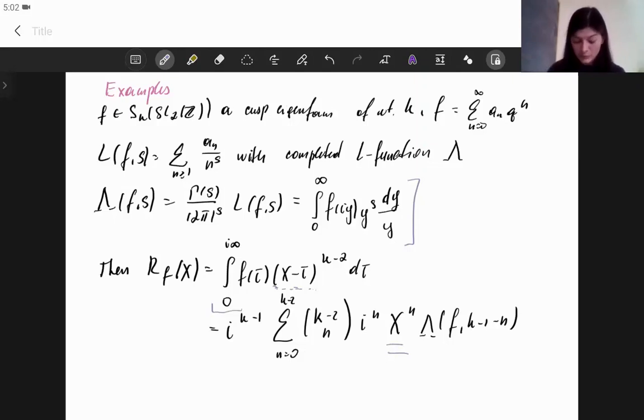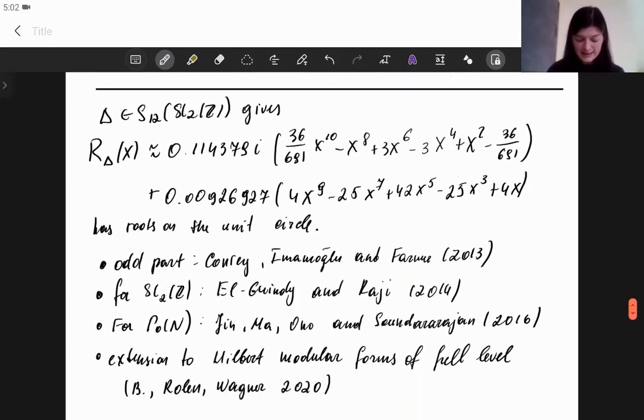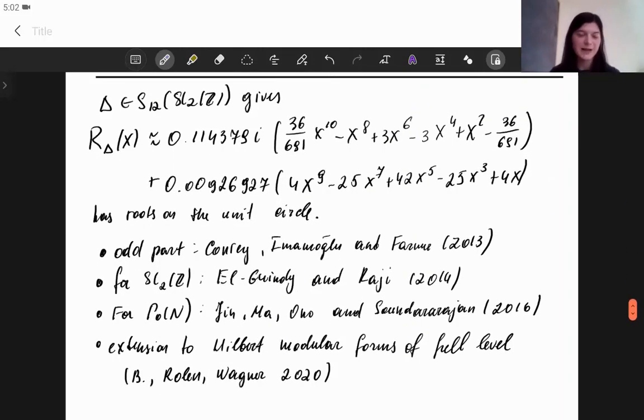All right, a more specific example: let's take Delta, our favorite modular form. Well, I don't know about yours, it's definitely my favorite modular form. Then the period polynomial is going to be approximately the following. I say approximately because these two things are transcendental. However, once we take out the transcendental part from both the even and the odd part, we get rational polynomials. So the odd part is basically rational and the even part is basically rational. Okay, so that's one property of these period polynomials.